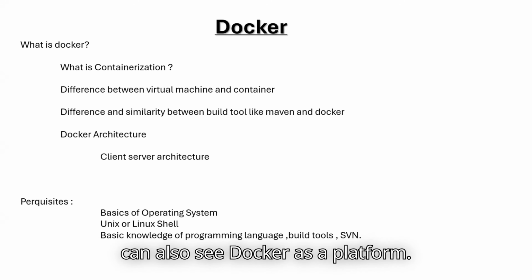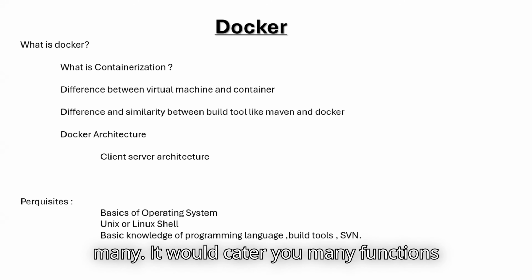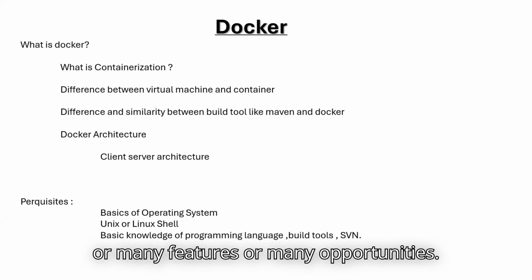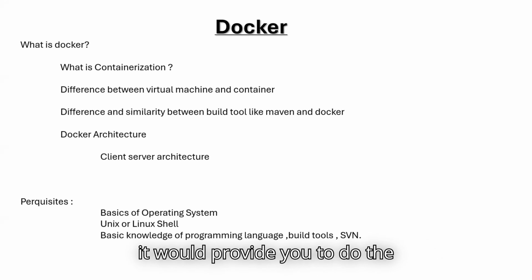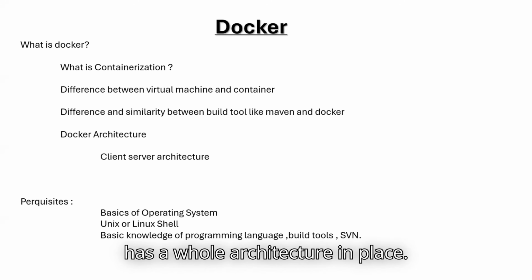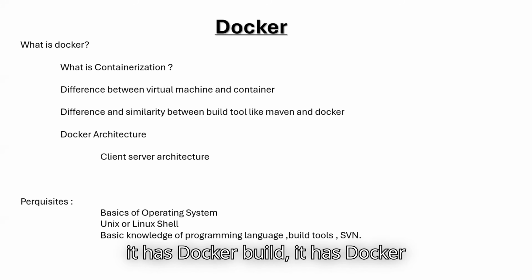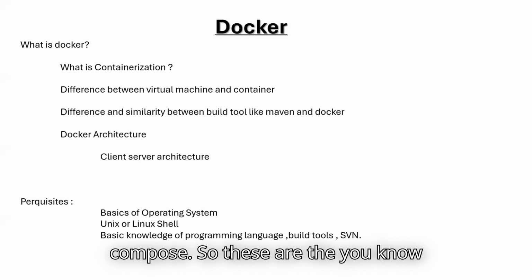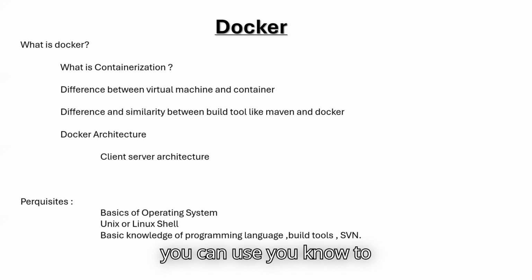We can also see Docker as a platform. Platform means it would provide you many features to do the containerization. For example, it has a whole architecture in place. It has a CLI. Docker has its own CLI. It has Docker build. It has Docker compose. So these are the inbuilt tools within Docker itself, which you can use to do the containerization.